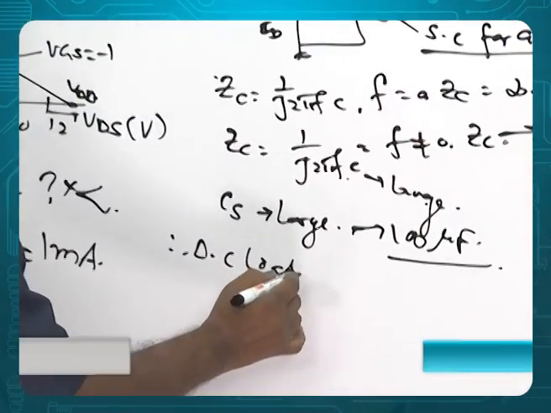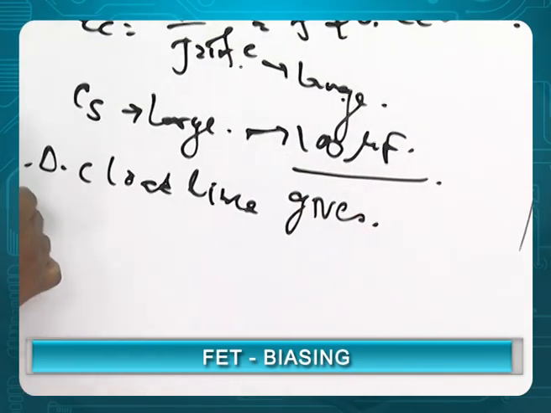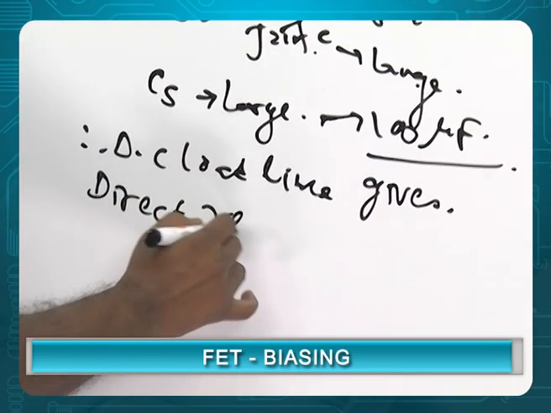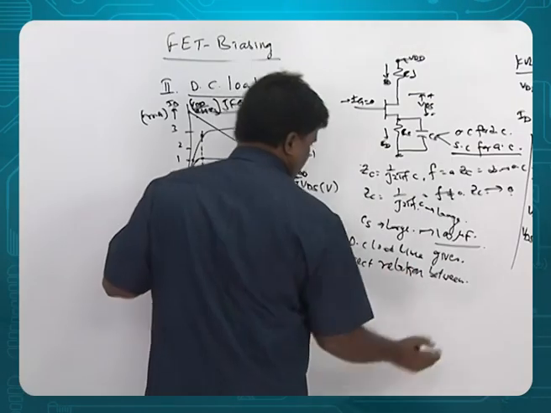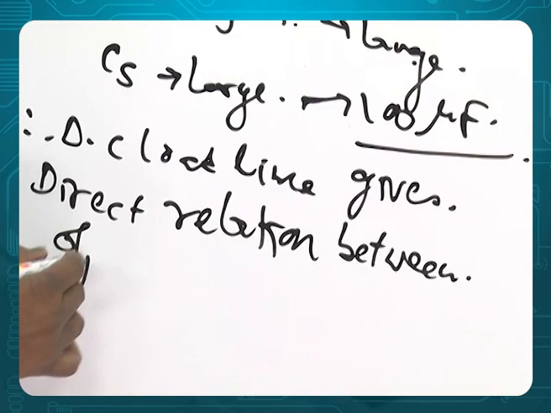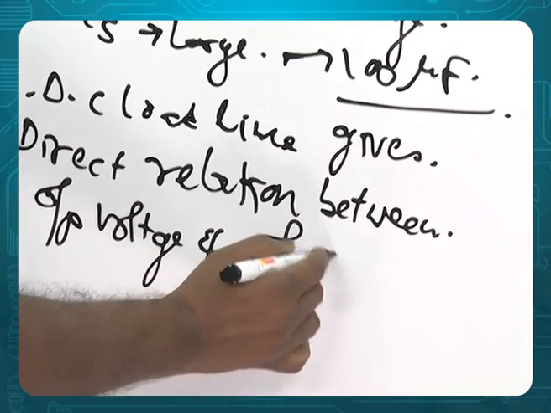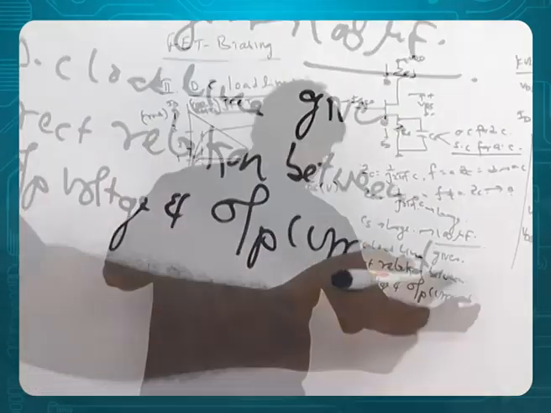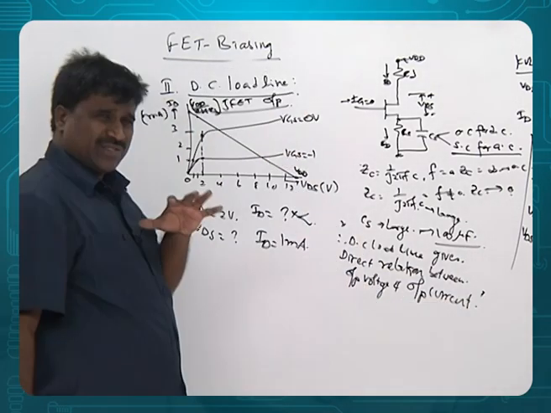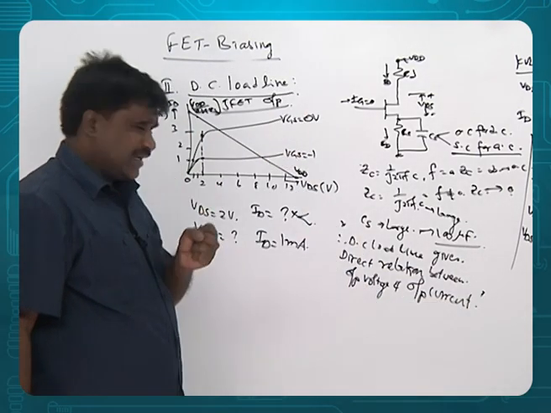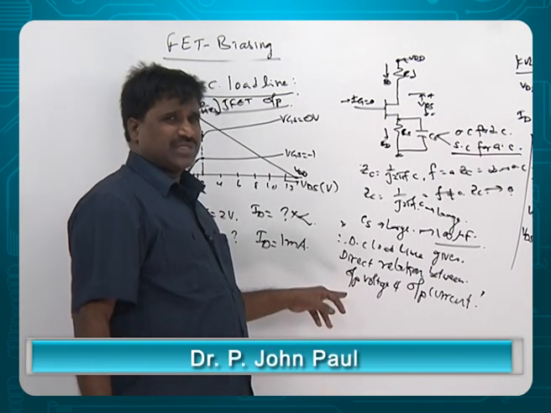Therefore, DC load line gives direct relation between output voltage and output current. That's the very definition that I have given. What is the main purpose of DC load line? I said it gives a direct relation between output voltage and output current.